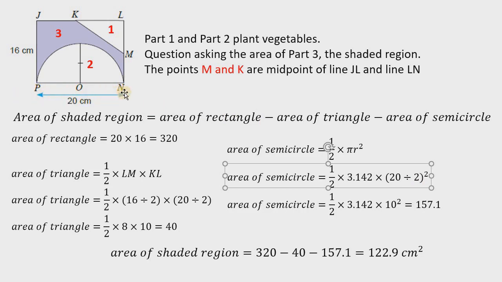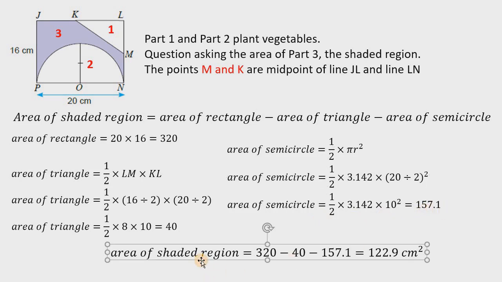This is actually the diameter of the semicircle, but our formula needs the radius. So I change it to 20 divided by 2, to find the radius. So I get the value also. After that, don't forget, not yet done. We need to subtract: the rectangle minus the area of the triangle and the area of the semicircle, then we get the final answer.